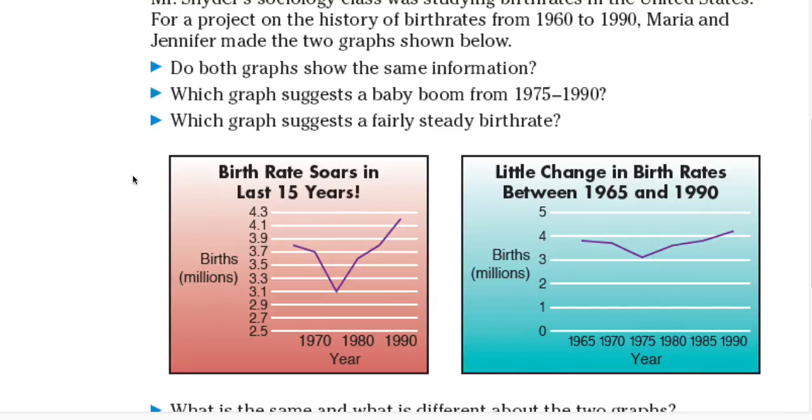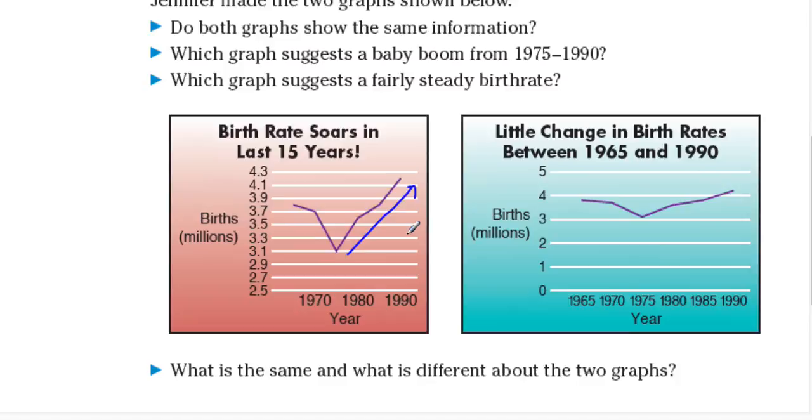Which graph suggests a baby boom from 1975 to 1990? If you look at those two graphs, graph number one, this graph right here, will show a baby boom, because from 1970 to 1990 there is a dramatic change in the slope of that line. In the graph at the right, the slope is not that great from 1975 to 1990. Which graph suggests a fairly steady rate? We answered that question. This graph, because of that relatively small slope compared to the slope of the graph on the left.